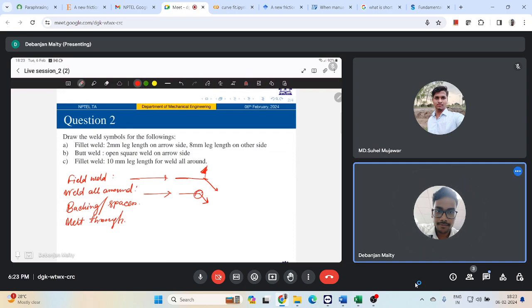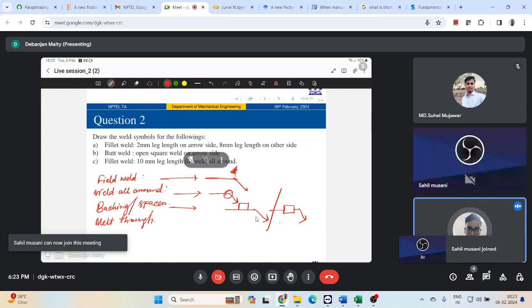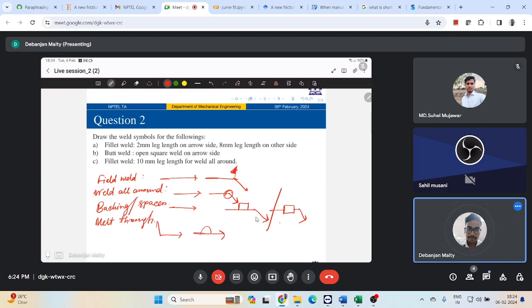For backing, this is something like this. So either this or this one. This is for if you are using a backing or spacer material. And then you have melt through. So for melt through, how will it look? This will look something like this, right?